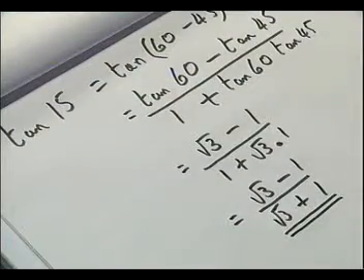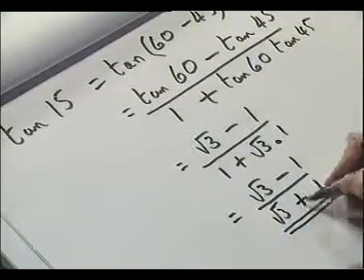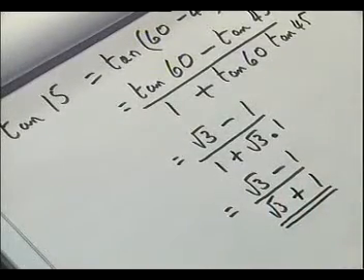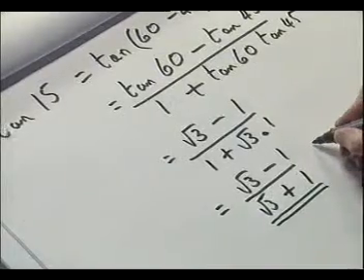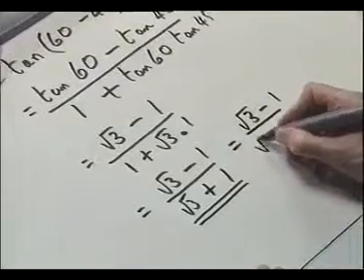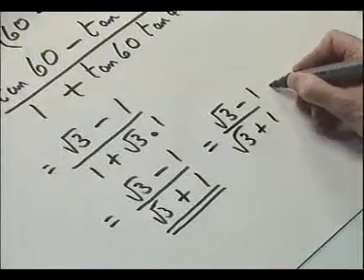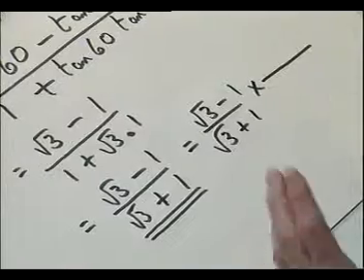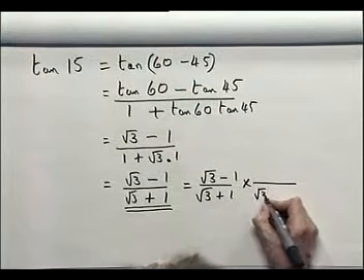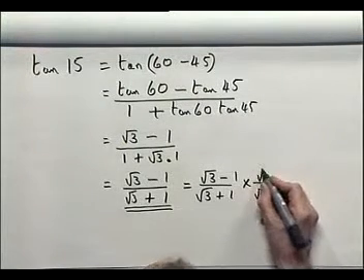It doesn't look very nice, and we tend to have a tradition of not leaving things like root 3 plus 1 in the denominator. So one of the ways of tidying that up is to multiply top and bottom of this fraction by the same thing. Multiplying top and bottom by the same thing keeps it the same value. But what should we multiply it by? Well, I'm going to choose to multiply by root 3 minus 1.